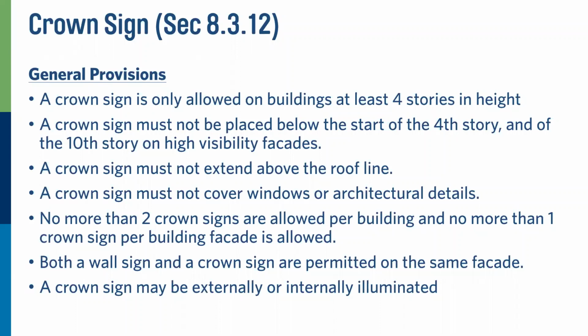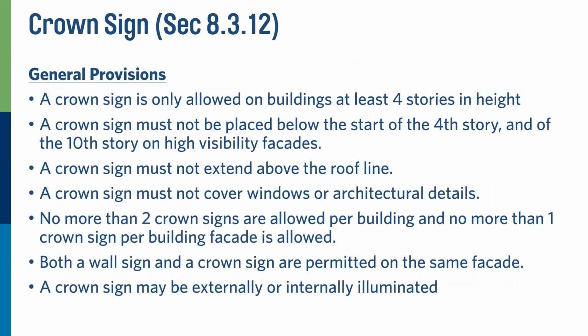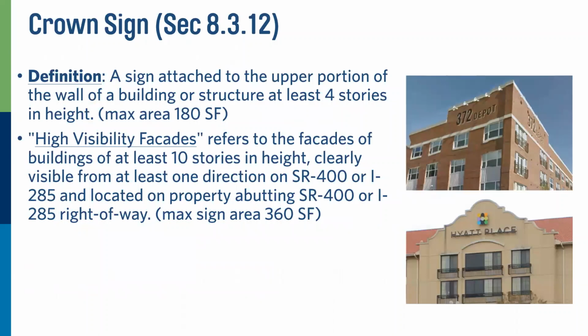Wall signs, this is going to be a smaller sign that you may see down to the ground level. Those are allowed with a crown sign and kind of independent of each other, so you can have those concurrent with each other. And the crown sign can be lit. So the crown sign cannot exceed 180 square feet in general. And the other one is 360 square feet. So if this is a normal building, it's 180 square feet. But for high visibility facades, these are the 10 stories or more along the highway, you are allowed a bigger sign of 360 feet.